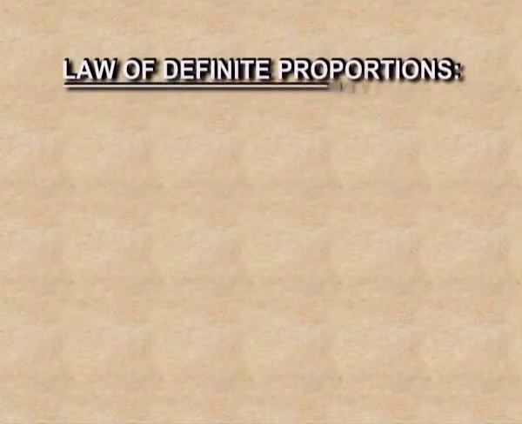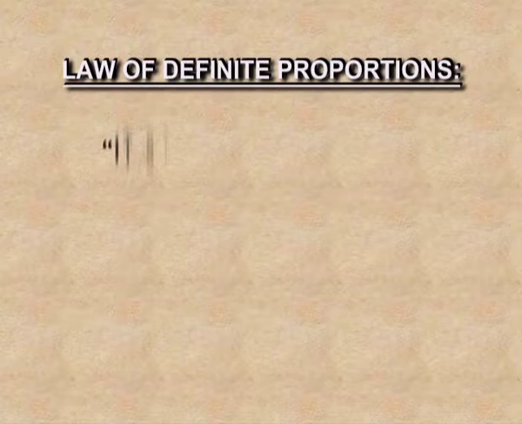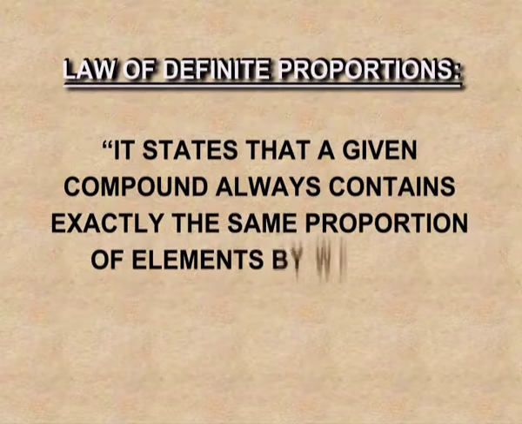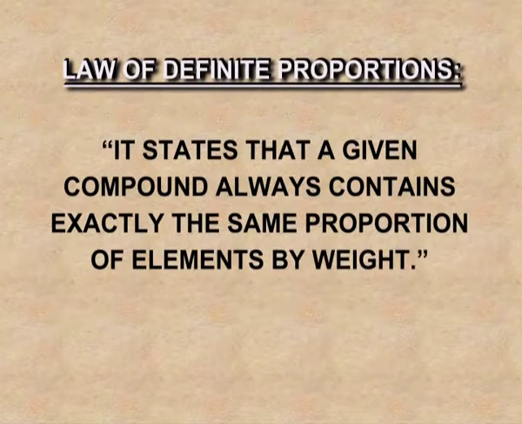Second law, law of definite proportions. It states that a given compound always contains exactly the same proportion of elements by weight. A compound from any source, either natural or synthetic, contains the same amount of elements in the same ratio. For example, carbon dioxide present in air, or the carbon dioxide we synthesize in the lab by heating coke, or from any source of carbon dioxide, always contains carbon and oxygen in the ratio of 1:2.